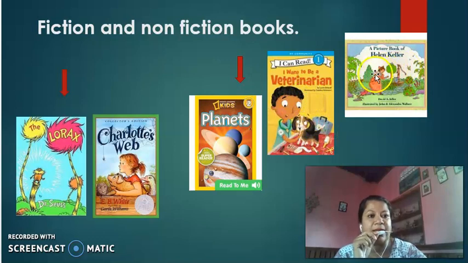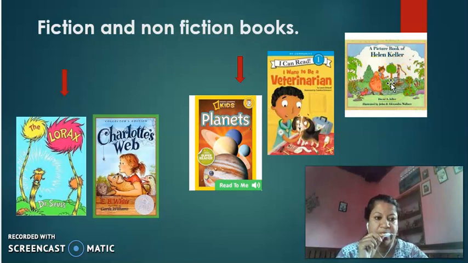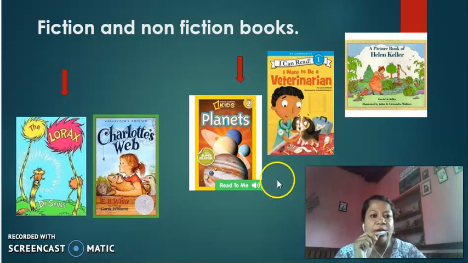And next is a book of Helen Keller. Now this is also a lesson which is included in your Exceed textbook. We will be doing this later on, and this is also a non-fiction because it tells us about the life of Helen Keller. Okay, so these are just some examples of fiction and non-fiction books. Now let us see, if I tell you to identify a fiction book and a non-fiction book, what are the points you need to keep in mind to identify these books?